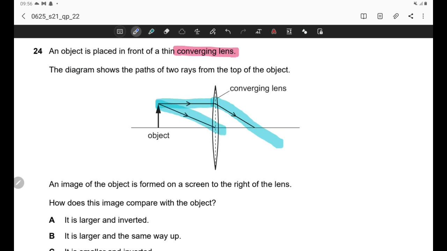Let's continue reading the question. An image of the object is formed on the screen to the right of the lens. So an image has formed. How does this image compare with the object?